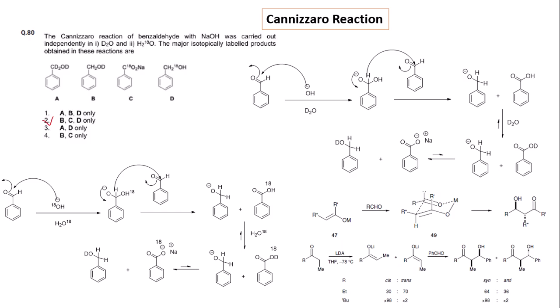Next is the Cannizzaro reaction. In the Cannizzaro reaction, the deuterium exchange takes place by intermolecular and intramolecular hydride transfer. Here this hydrogen atom mainly participates in these reactions, and the deuterium exchange only takes place in the carboxyl part, but not in the alcohol part. And option 2 is the correct option here. In the alcohol part, deuterium incorporation cannot take place due to the absence of the deuterium atom in the starting material.